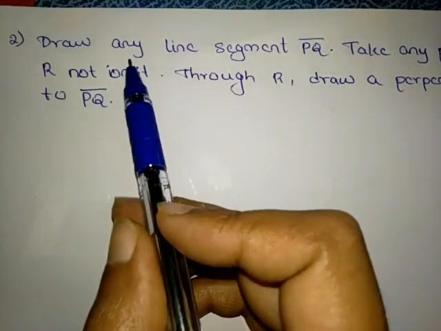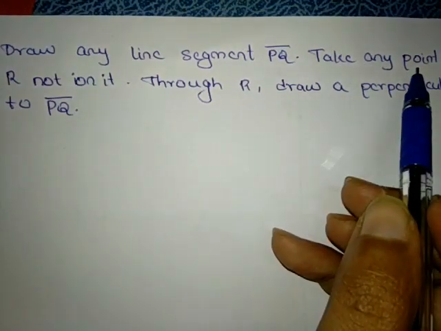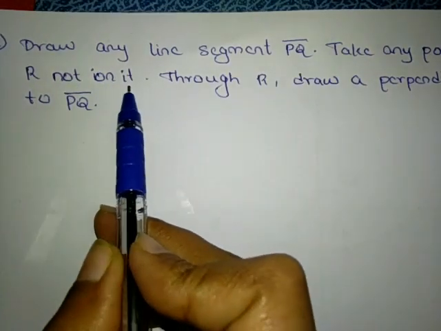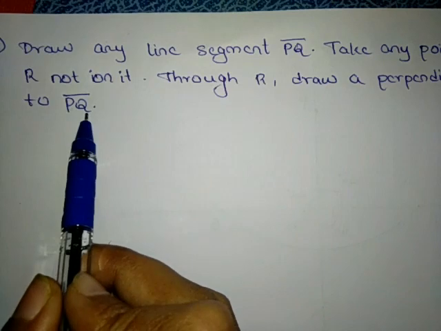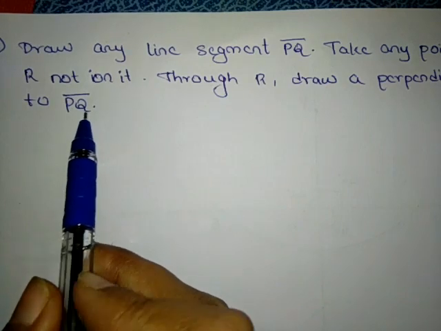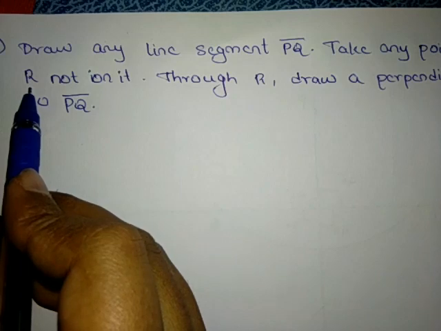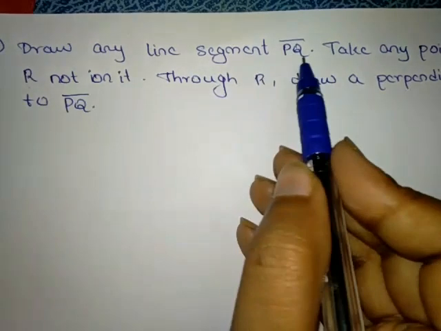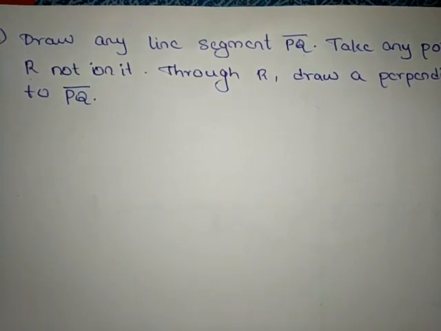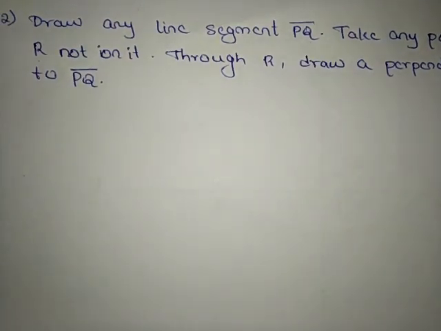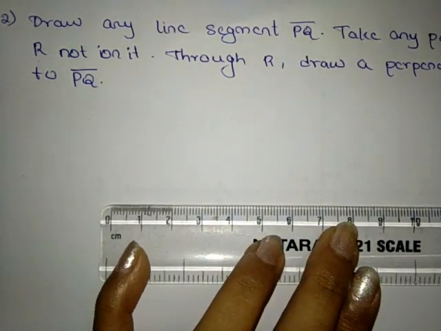Second question, draw any line segment PQ. Take any point R not on it. Through R, draw a perpendicular to line segment PQ. You can observe here we should mark a point R which is not on the line segment PQ, which means it is outside the line segment PQ. We'll take a line segment PQ of any length.